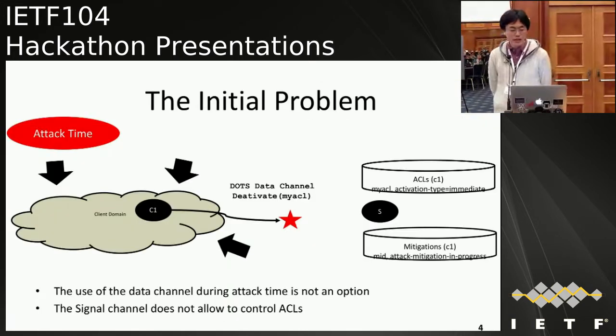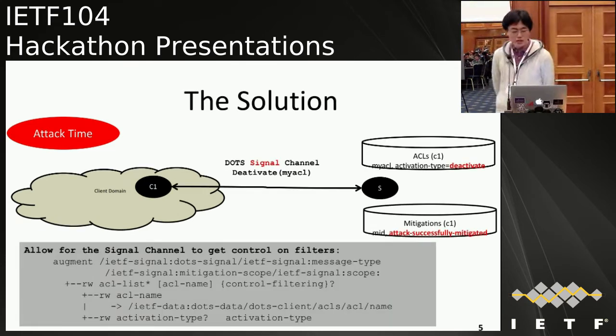As I said, DOTS is about DDoS protection requests from one organization to another organization. So when one organization is attacked, they ask for help from another organization. However, in the current specification, over the DOTS data channel, there is no chance to convey the control of ACLs in other organizations, mainly because the data channel is over TCP. So our solution is using the signal channel, which has a more compact wire format. Then we can enable the switch on and off of the ACLs already implemented in the other end of DOTS protocol.